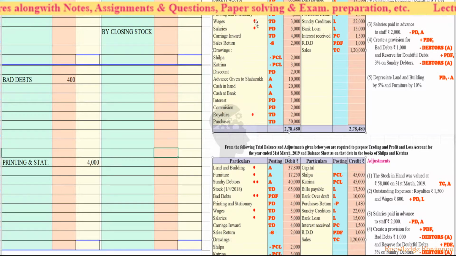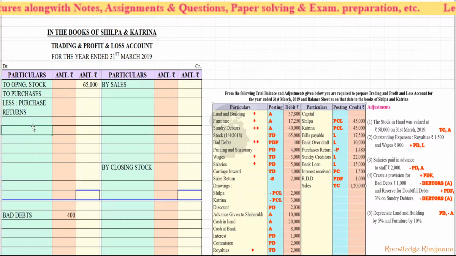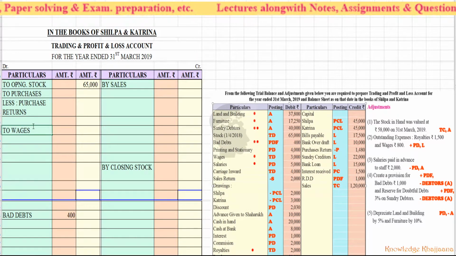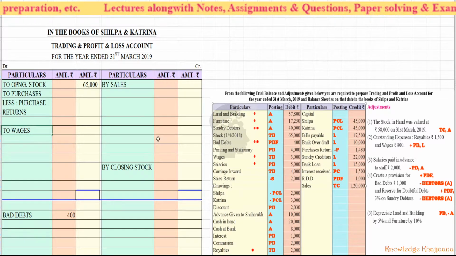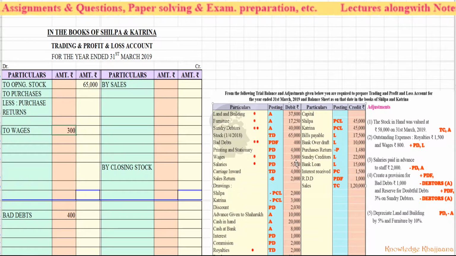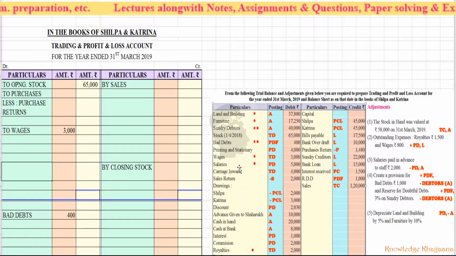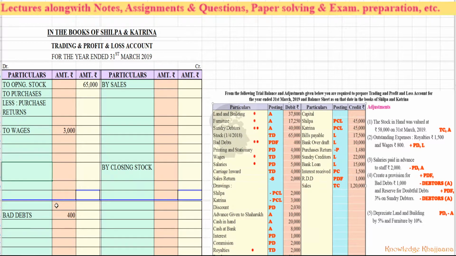Then wages. Wages goes to trading account debit side. There is one adjustment, so it will go to trading account debit side too. Wages, how much? Rupees 3,000. There is one adjustment, so we will write in the inner column. Okay. Next, salaries. Salaries go to the profit and loss account debit side.